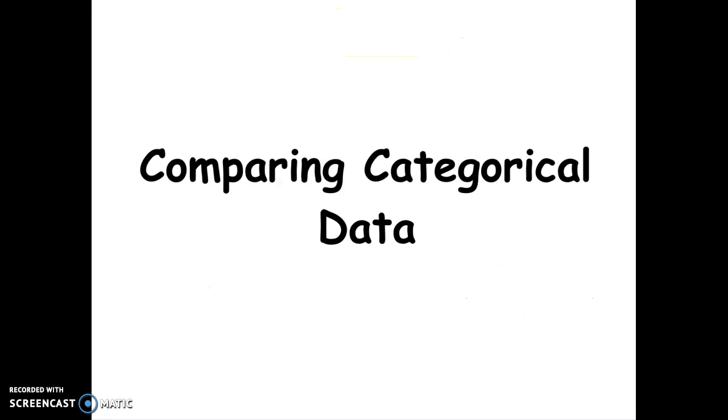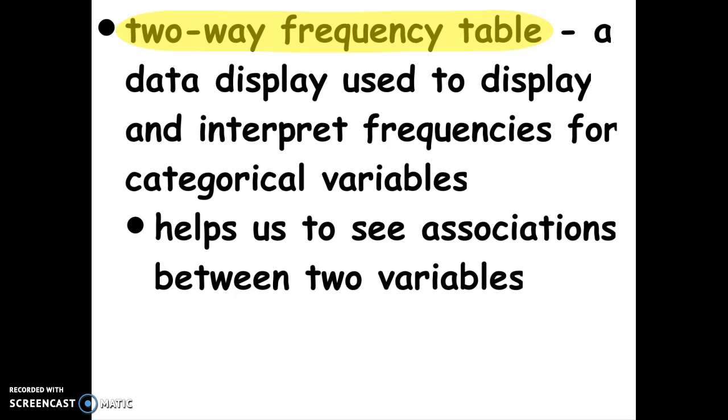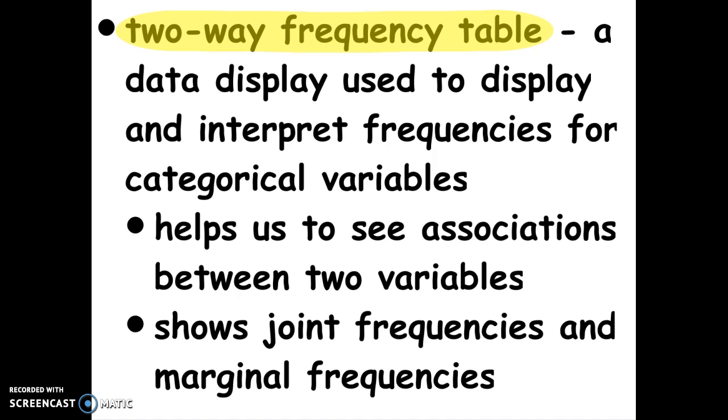Comparing categorical data. Two-way frequency tables are used to compare categorical data. And this is a data display used to display and interpret frequencies for categorical variables. This helps us to see associations between two variables, and it shows joint frequencies and marginal frequencies.